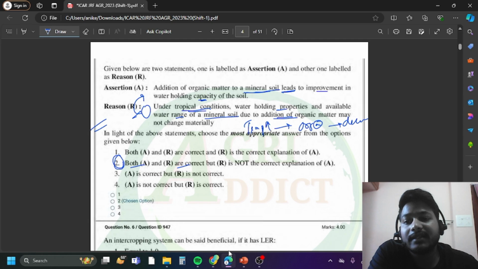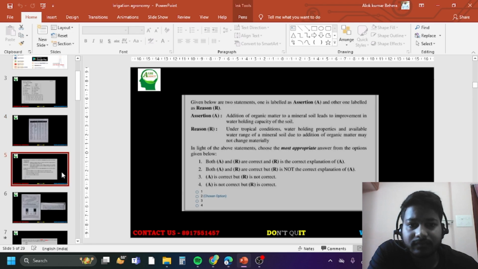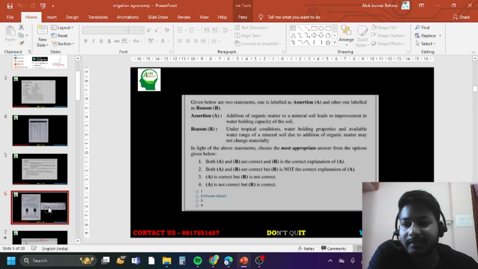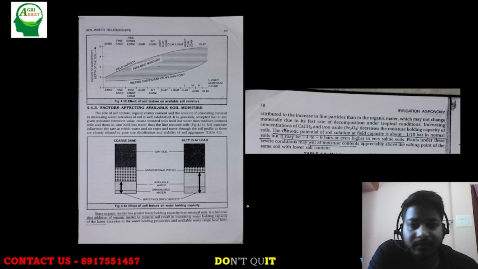And this question came from the book Irrigation Agronomy. Okay, you can see here, I will show you. This is the question and this is the portion it came from, page 69. I will just maximize it, you can read it. Since organic matter has greater water holding capacity than mineral soil, it is believed that addition of organic matter to mineral soil results in increasing water holding capacity of the latter, that is mineral soil.